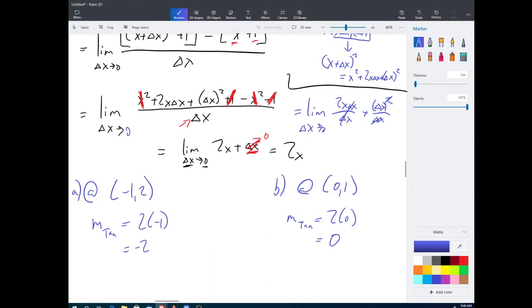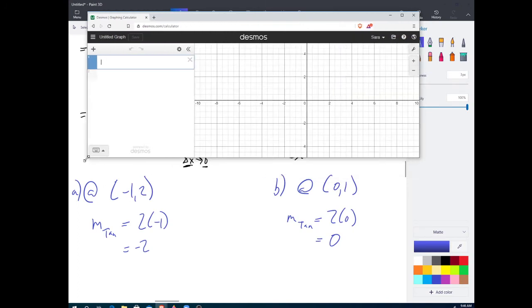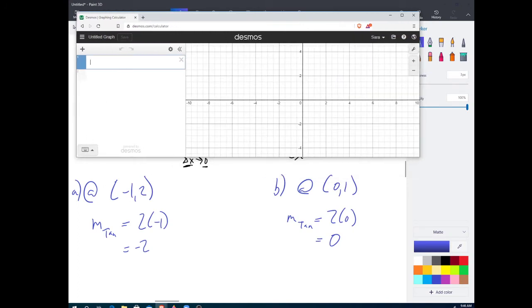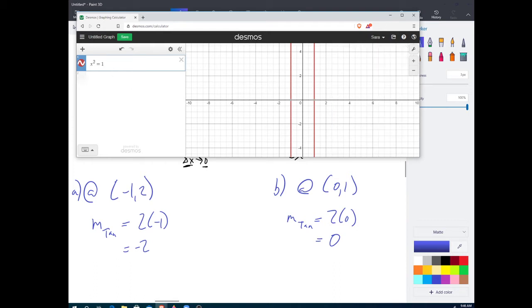Let me get myself a new graph here. It'll cover it up there for a second, but our original problem was x squared plus 1. Oh, that's the problem. Okay. Plus 1. There we go. And let's find where I put my annotate.